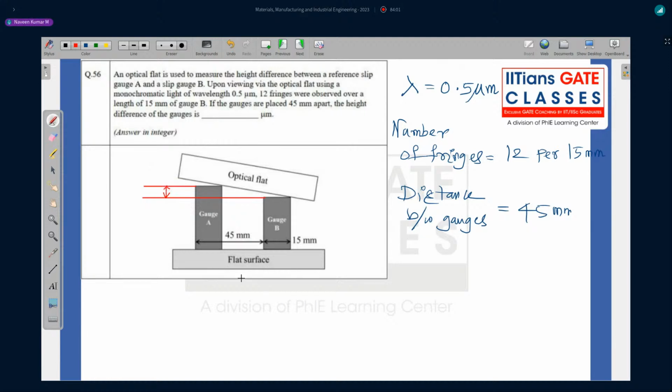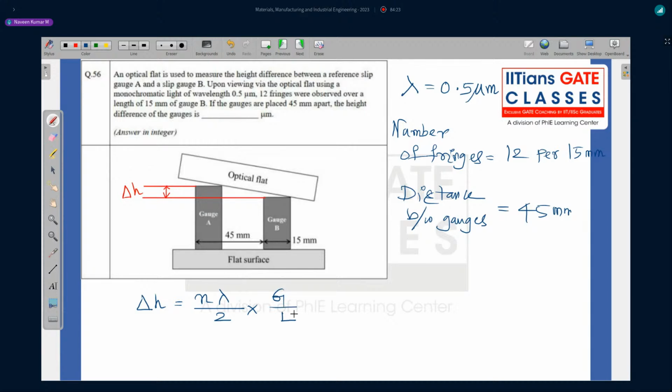That is what they're asking. So let's say that height difference is denoted by some delta H. The formula is this. Delta H formula is this. Simple formula is n lambda divided by 2 into G by L. This is the formula. So what is this n, lambda, G?